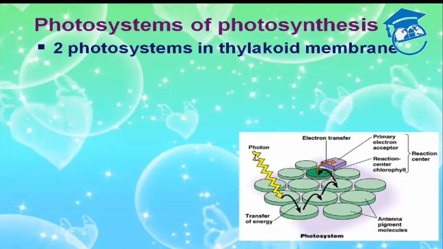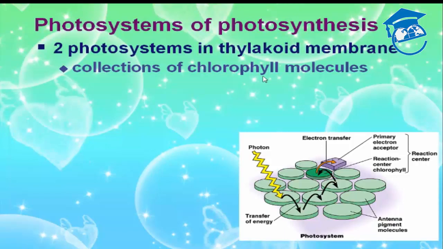So a photon, that means light, comes from the sun. It strikes the photosystem or the pigments which are embedded in the thylakoid membrane. From here it goes to here. Transfer of energy takes place. These black arrows represent the transfer of energy from one pigment molecule to another, forming a cascade. Then when it strikes here, electron transfer takes place to the primary electron acceptor. And these are the antennae pigment molecules, students. So two photosystems are present in the thylakoid membrane.